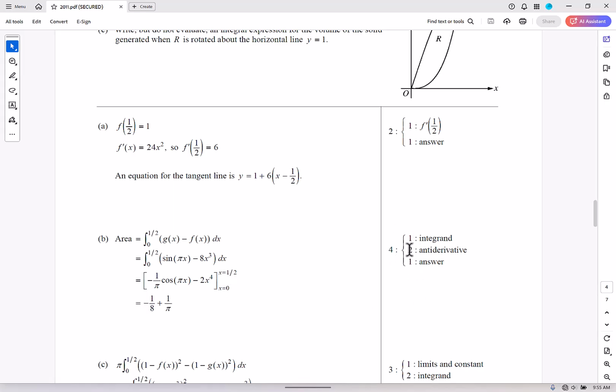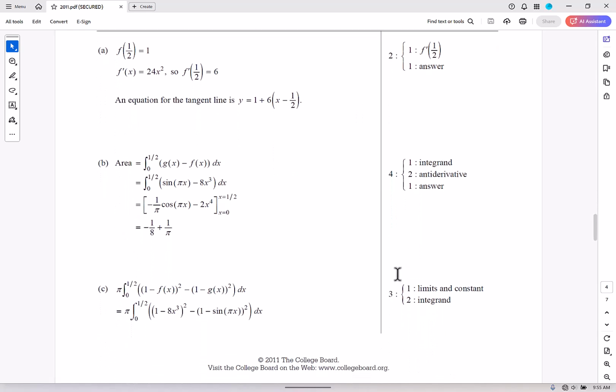I was thinking that was going to be a 3-pointer. They give you 4 points for that. 1 point for each antiderivative. Boom and boom. That's cool. I'm happy. And then letter C with a 3-pointer. 1 for the limits and constant and 2 for the integrand. You don't have to write it 8x cubed. You're perfectly fine with the top line right here.